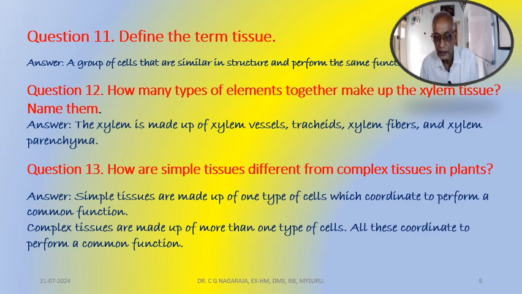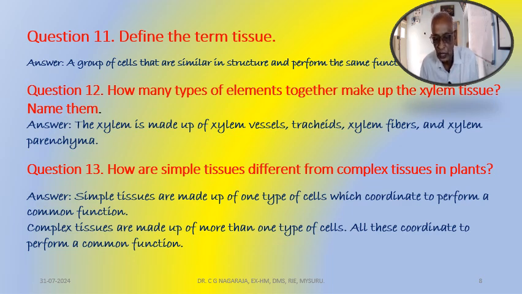Xylem is made up of xylem vessels, tracheids, xylem fibers, and xylem parenchyma. Xylem tissue helps in conducting water from roots to the leaves. If the tree or a plant is about 80 meters long, still the tissue that helps in conducting water is xylem. Then another question is, how are simple tissues different from complex tissues?